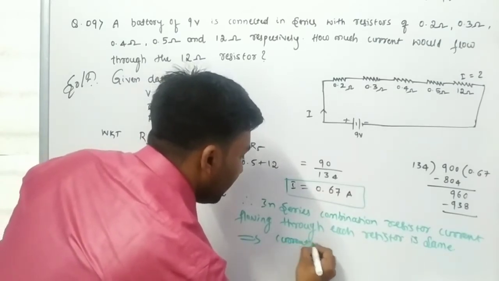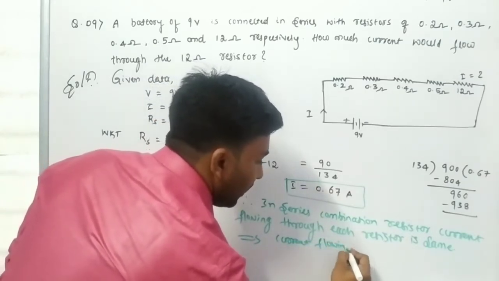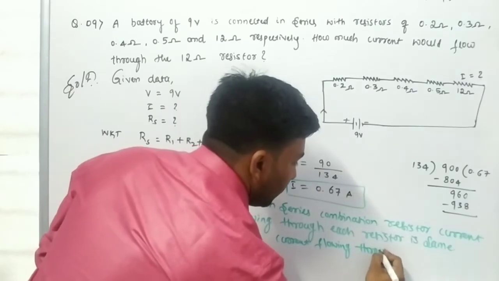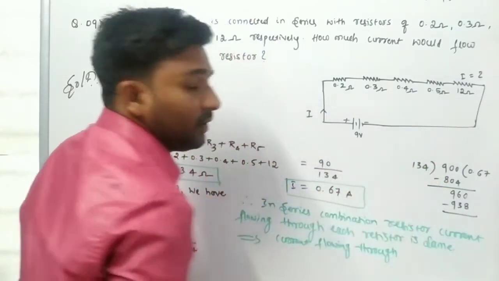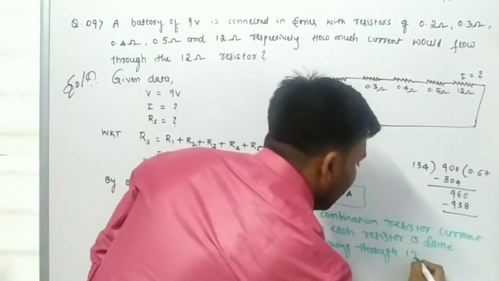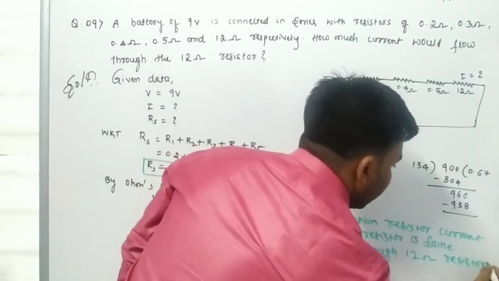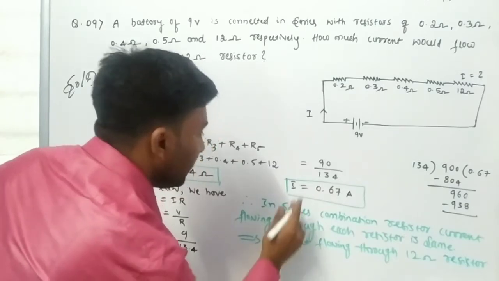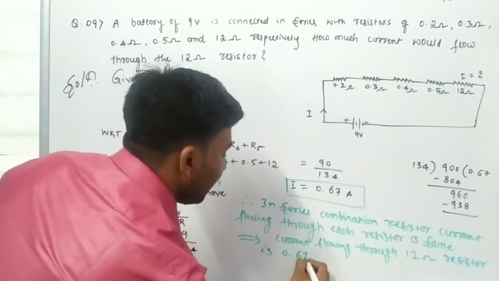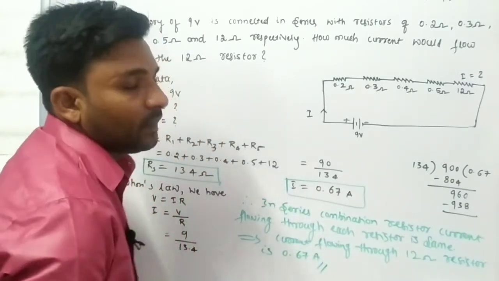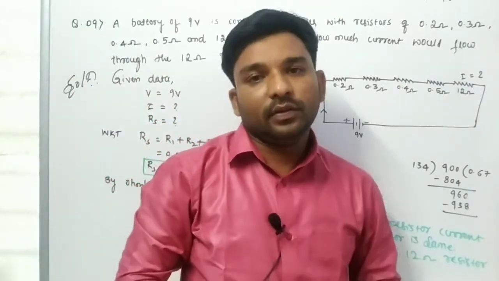This implies that the current flowing through the 12 ohm resistor is 0.67 ampere. So hence we have solved the problem.